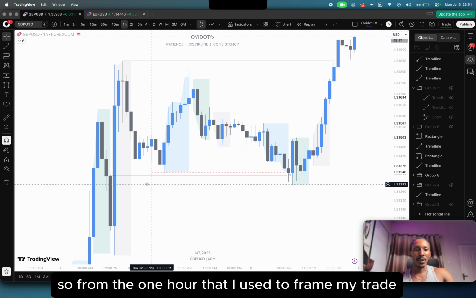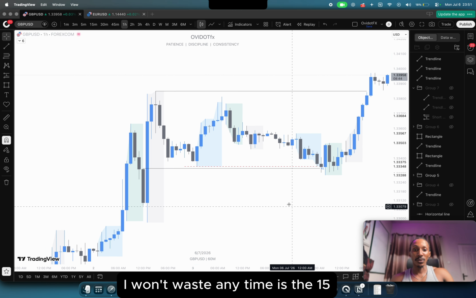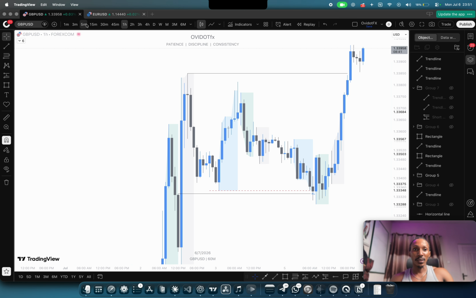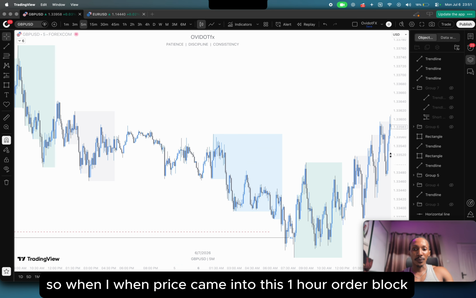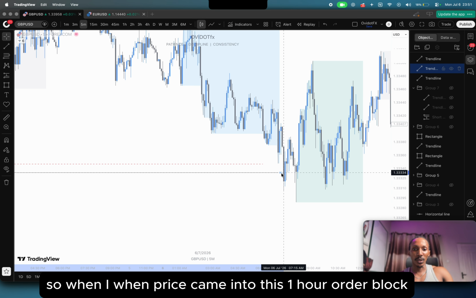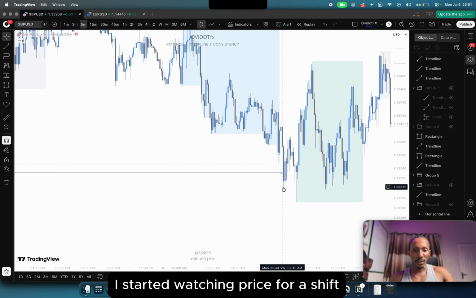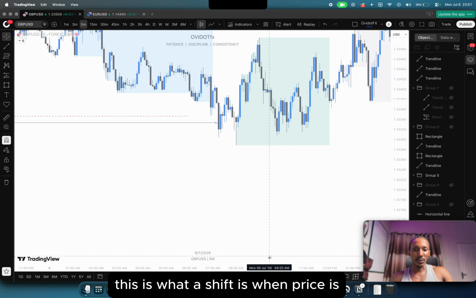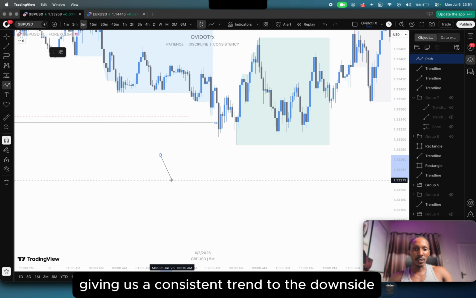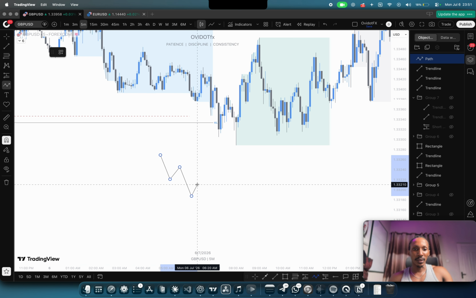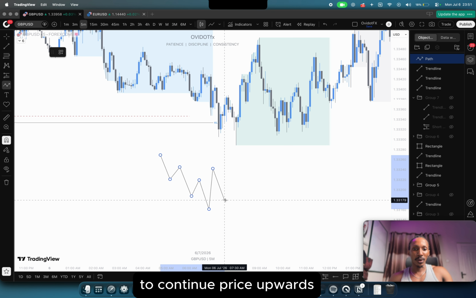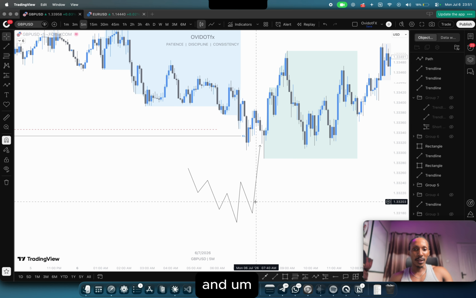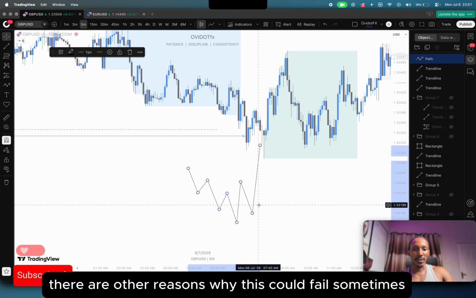From the 1 hour that I used to frame my trade, the next time frame I'll be going to, I won't waste any time, is the 5-minute time frame. So when price came into this 1 hour order block, I started watching price for a shift here. And we know what a shift is. When price is giving us a consistent trend to the downside, we're looking for price to fail this trend and shift to the upside. That's what I was looking for, to continue price upwards. And there are other reasons why this could fail.